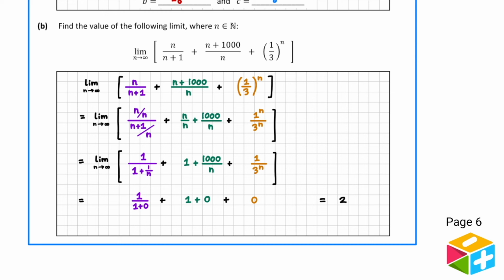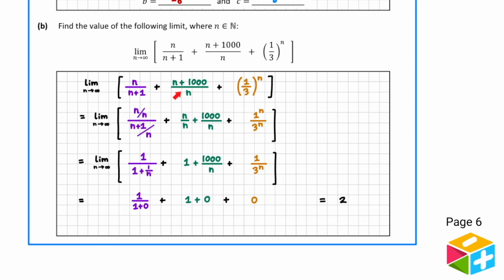Part B involves limits. There's 3 components in this expression, and we'll tackle each one individually. In the fraction n over n plus 1, I'm going to divide above and below the line by n. Above the line, we'll have n over n, which is 1. And below the line, n plus 1 all over n simplifies to 1 plus 1 over n.